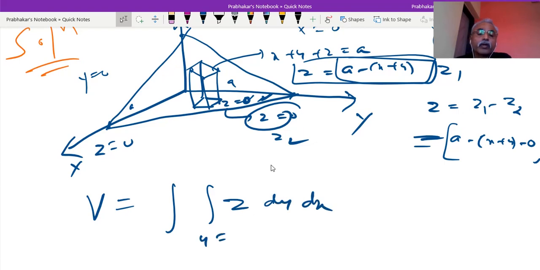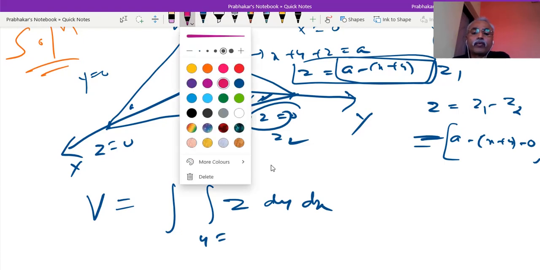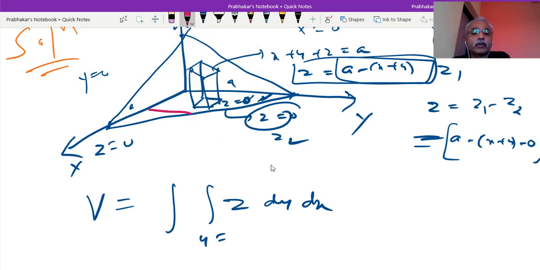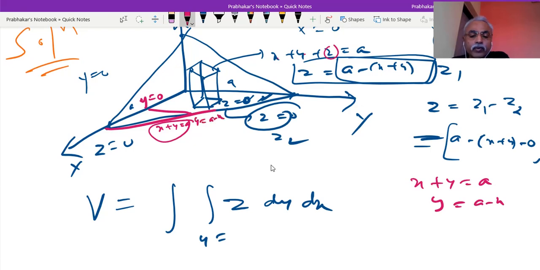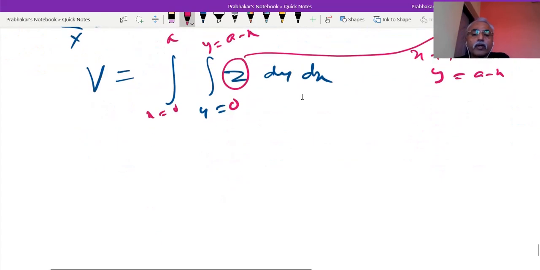We need to write what is the value of y varying from. In the y axis, y is 0 here, and you put z = 0 in this and find what is y. If you put z = 0, you will get x + y = a, and y is a minus x. So this line is either x + y = a, or it is y = a minus x. So limits of y from y = 0 to y = a minus x. Naturally, x is from 0 to x = a. And this value of z, you should replace it by a minus (x + y). So hence we are ready now.